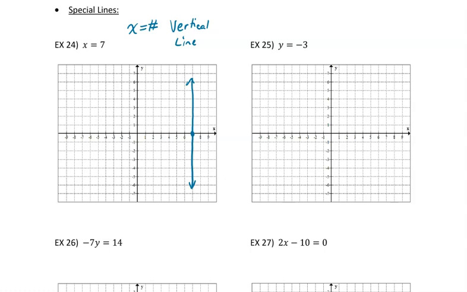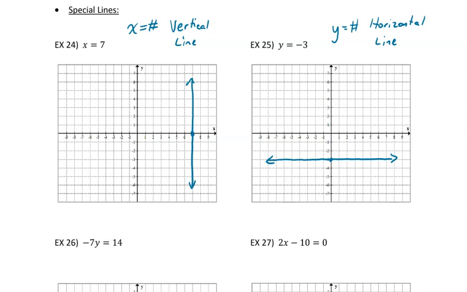Similarly, for y equals negative 3, y equals any number is a horizontal line. To graph it, we're going to go down to y equals negative 3 on the y-axis, and then we're just going to draw the horizontal line. So all you have to remember is that x equals a number is vertical, y equals a number is horizontal. And then they are very easy to graph.